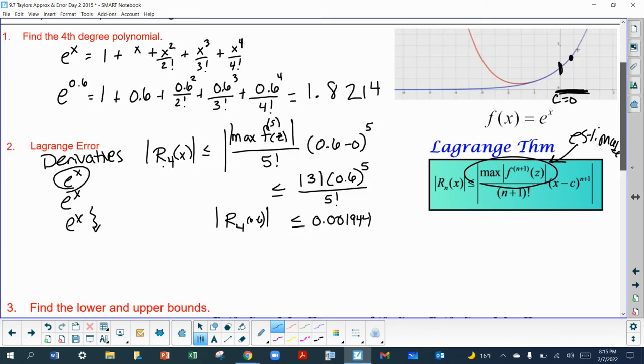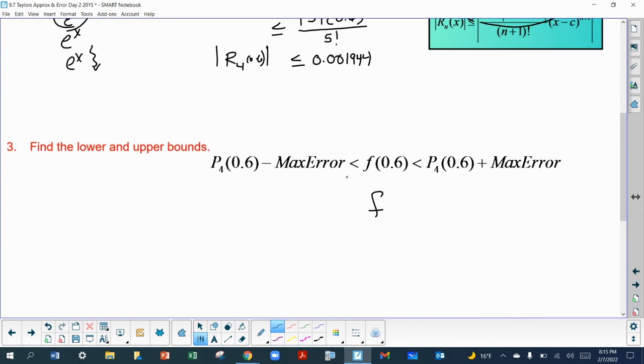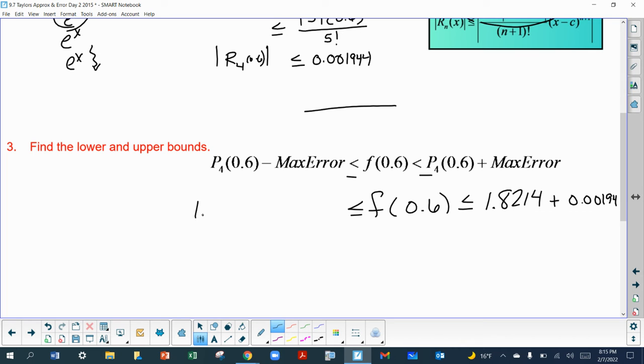Okay, if I want to find the lower and upper bounds, then I'm going to say that f, these should have equal signs, f of 0.6 will be smaller than or equal to, and now I'm going to go back and grab that approximation of, oops, it jumped on me, 1.8214, our fourth degree polynomial approximation, added on with our 0.001944. And then on the other side, take our Taylor approximation and subtract 0.001944. And that'll give me my lower and upper bounds.